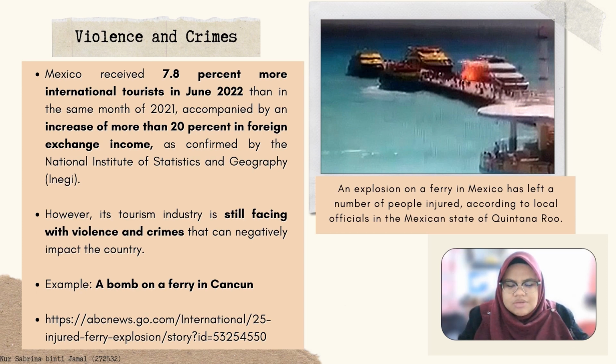According to the agency report, Mexico received 3.36 million foreign tourists in the first 6 months of 2022, compared to 3.12 million in the same period last year. However, the tourism industry isn't fully insulated from the general problems of violence and crimes that hinder Mexico's economy.